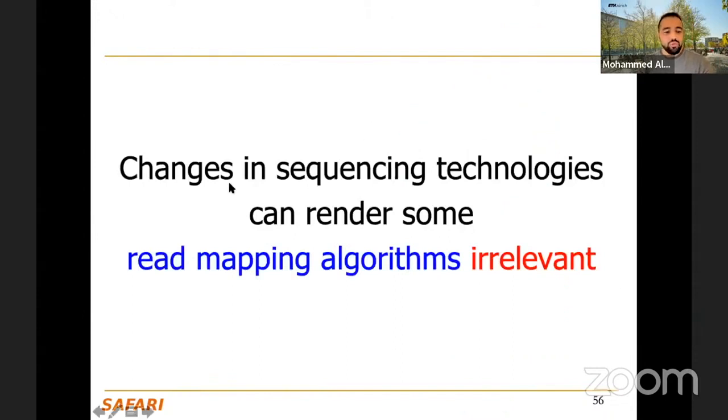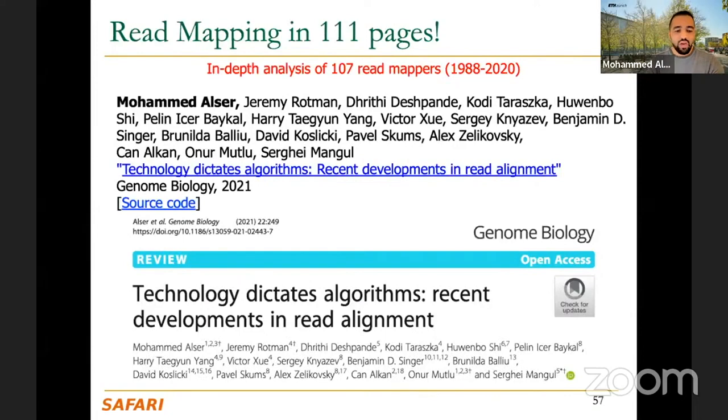So we observe that whenever we have a new technique, most of the algorithms that were used to process the data coming from the previous technology will get outdated directly or become irrelevant, because the technology is different, and then you need to exploit some characteristics of the new technology to do the sequencing or the analysis quickly and accurately. So whenever we have a new technology, it directly dictates the algorithm and makes the old ones irrelevant. And this is what we observe in our recent work called Technology Dictates Algorithm.